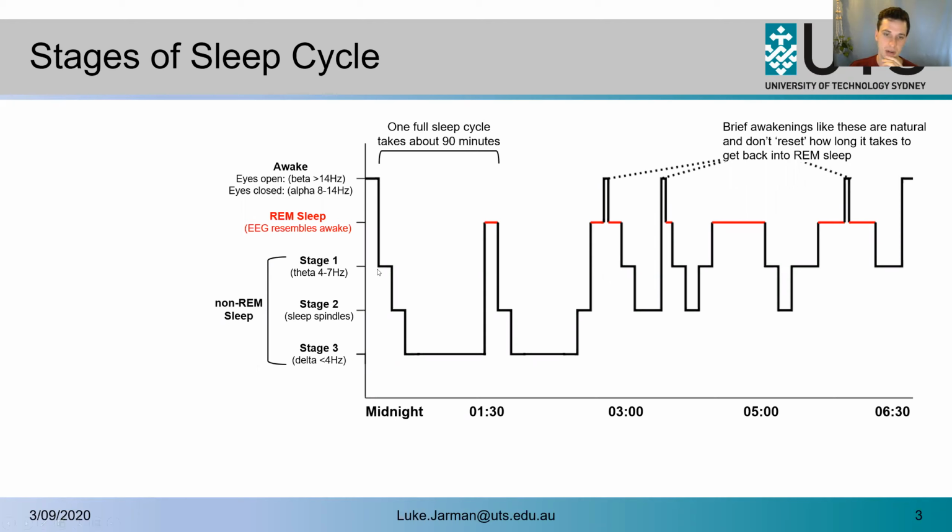So this person went to sleep at around midnight, and they fell into stage 1 of non-REM. Stage 1 non-REM is characterized by predominantly theta waves, which are between 4 and 7 hertz. They would spend maybe 10 to 15 minutes in that before moving into stage 2 non-REM. This is where we start to see sleep spindles, which I've got a diagram of showing what a sleep spindle looks like on an EEG, but they are thought to be important for memory consolidation.